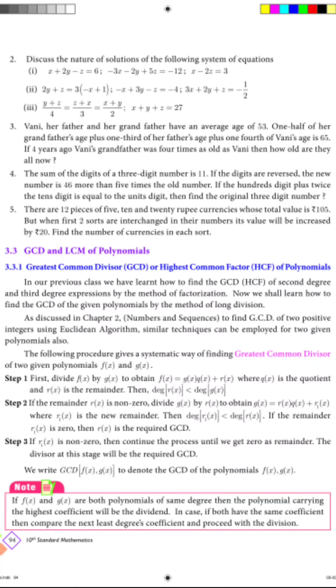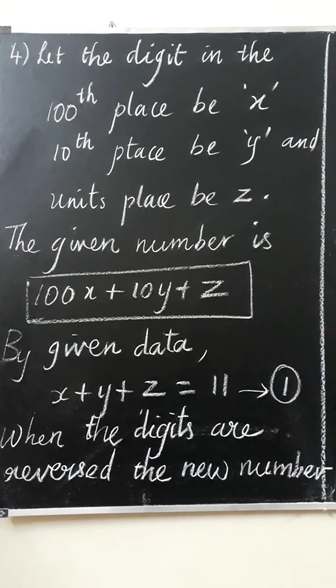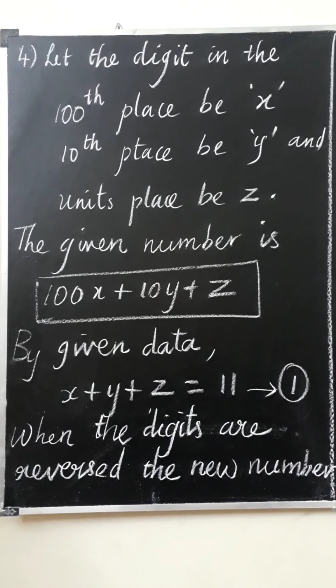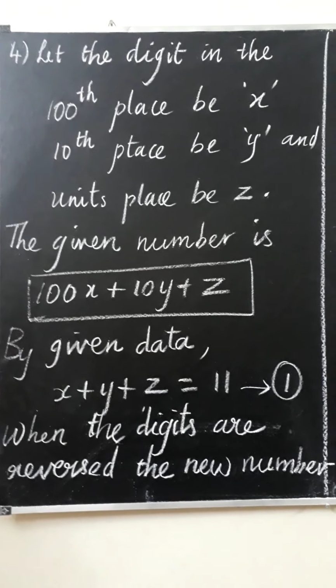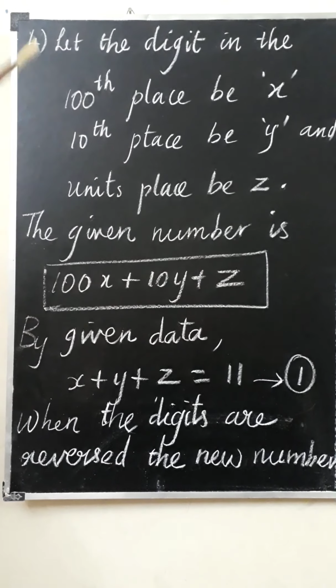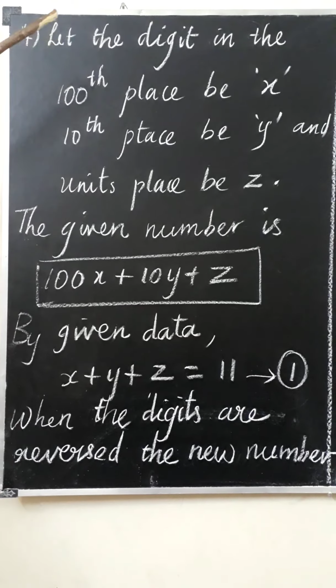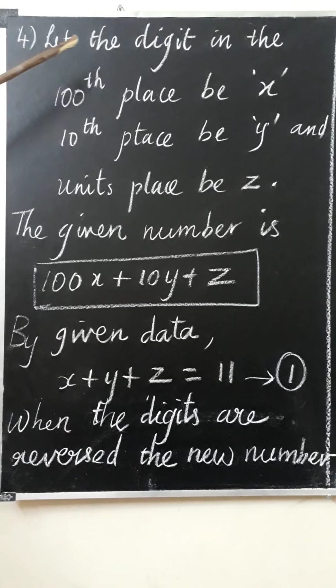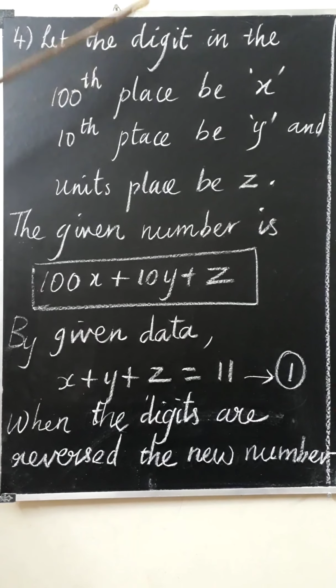To find the original 3-digit number, we have to assume the variables for each digit. Let us assume and frame the equations. Let us derive the equation for the fourth sum. The fourth sum talks about the 3-digit number. 3-digit number has unit place, tens place and hundred place. So let us assume the digit. Digit means the single number.